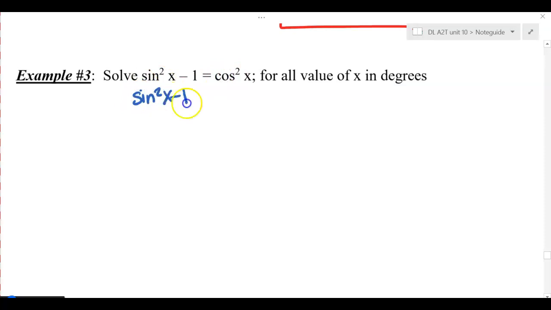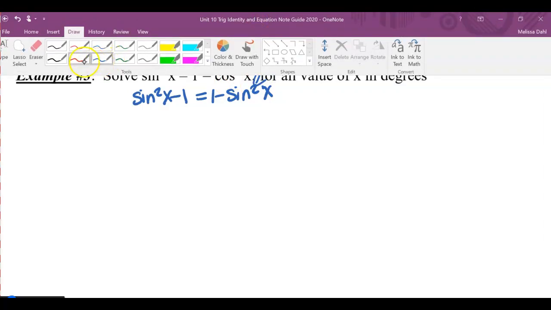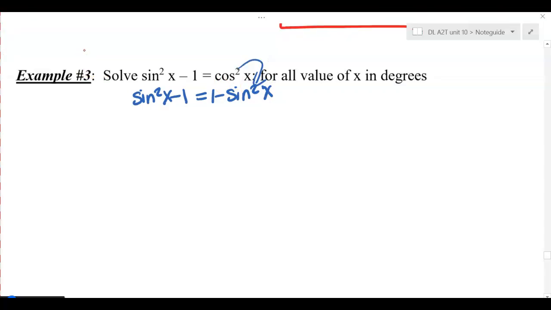substitute one in. So according to our Pythagorean identity, cosine squared could be written as 1 minus sine squared. So I'm substituting that in for cosine squared. It's changed to 1 minus sine squared. Now I'm going to try and collect like terms. So I'm going to add 1 to both sides. So I'd have sine squared x equals 2 minus sine squared x.